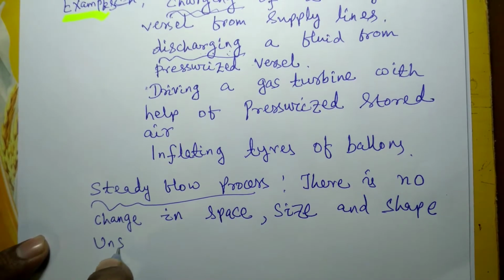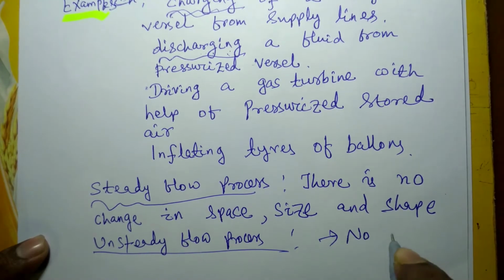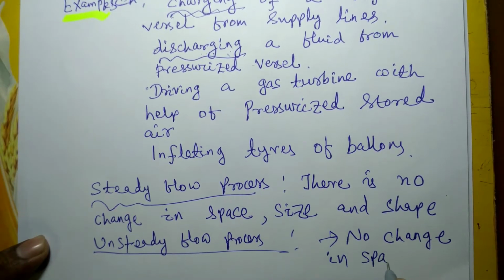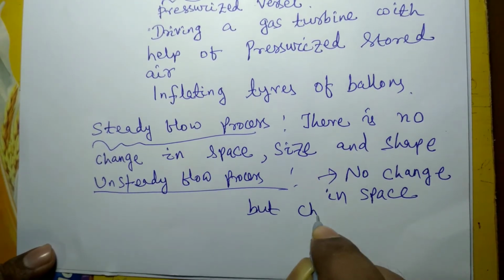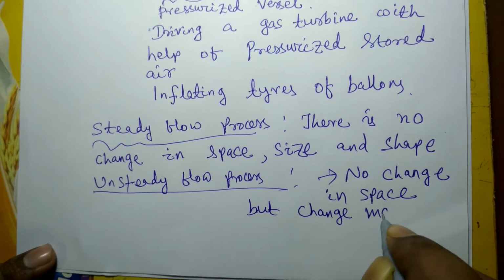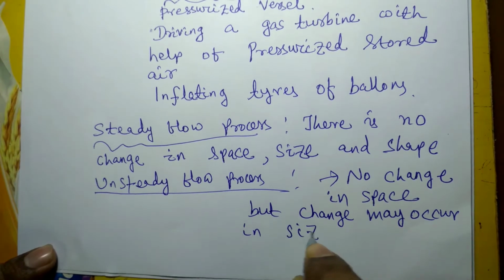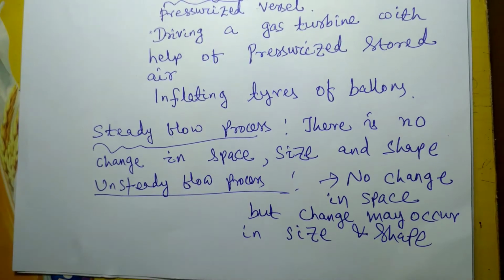But in case of unsteady flow process, no change in space, but change may occur in size and shape. जैसे कि हम जब बैलून और टायर को इन्फ्लेट करते हैं तो उसका जो बाउंड्री होता है वो एक्सपांड हो जाता है.